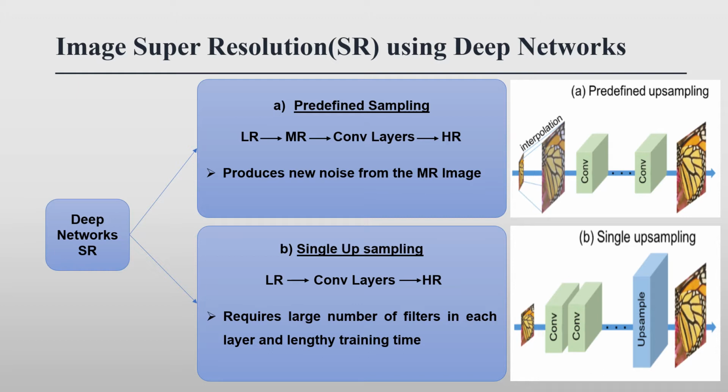The main limitation of this is that it produces new noise in the middle resolution image since it is an interpolation. And the second one is single upsampling. In single upsampling, from the low resolution image follows the convolutional layers, and at the last we upsample to generate the high resolution image of appropriate size. These convolutional layers can be trained as mentioned above by backpropagation using training images, and it contains trainable parameters of appropriate filter size as well. The main limitation of this is that it contains a large number of filters and requires lengthy training time as well.